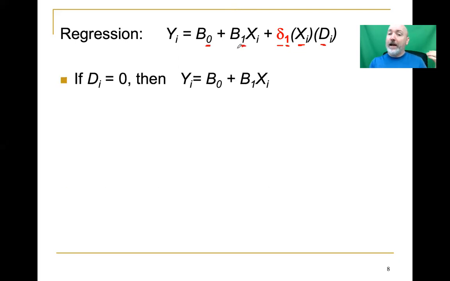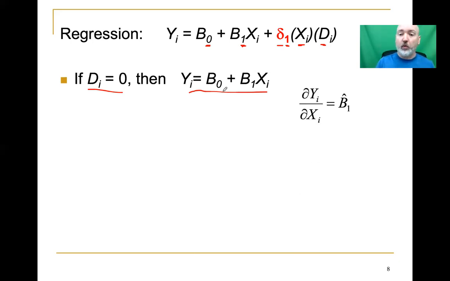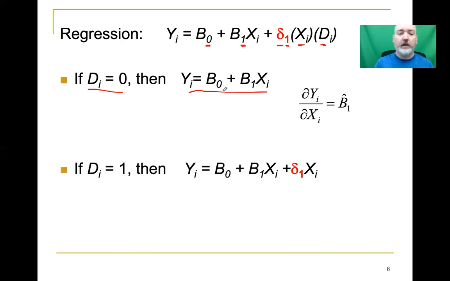Okay. And just kind of walk through the same logic, right? It's an either or proposition. That D_i term is either going to be 0 or 1, so we can trace out the resulting prediction line in either case. So when D_i is equal to 0, again, it doesn't matter if it's interacted with x or not, that whole thing is going to drop out, and we're left with that baseline regression. Slope of B1, intercept of B0. And the partial y, partial x is going to be the B1, estimated as B1 hat here.